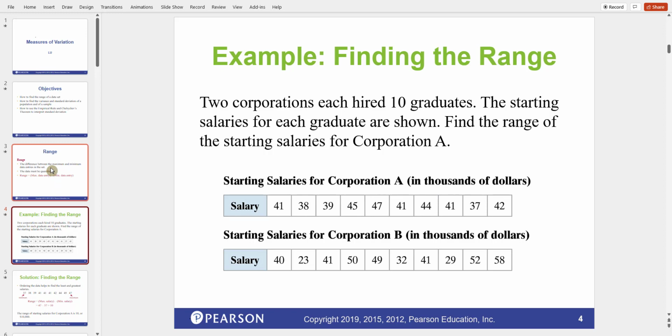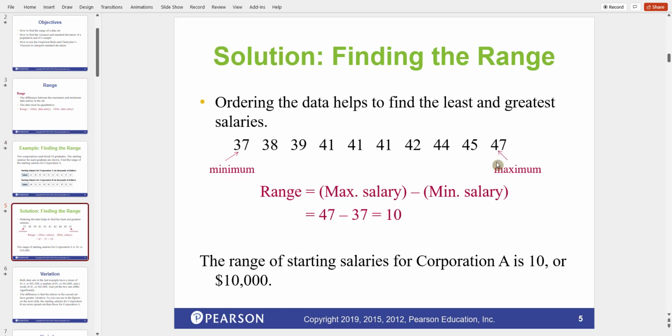When you want to find the range, it's best to put them in numerical order from smallest to largest. The minimum value is 37, the maximum value is 47. So you're going to take 37 and subtract it from the 47 and you get 10. So the range of starting salaries for Corporation A is 10, or $10,000.